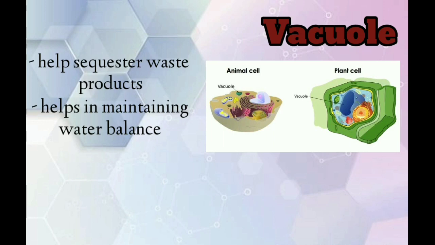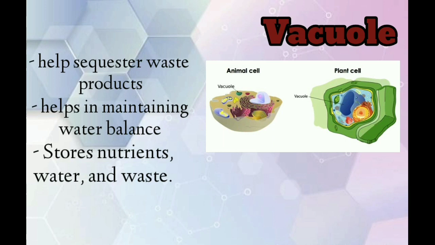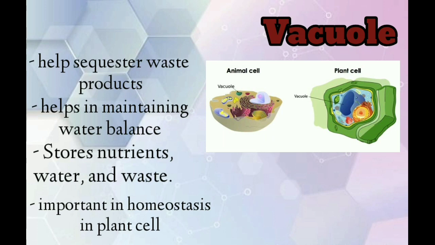In animal cells, vacuoles store nutrients and water on which a cell can rely for its survival. They also store the waste from the cell and prevent the cell from contamination. Hence, it is an important organelle. While in plant cells, vacuoles play an important role in the homeostasis of the plant cell.